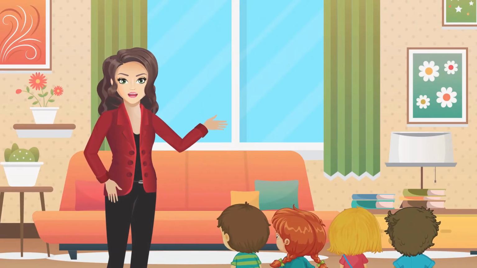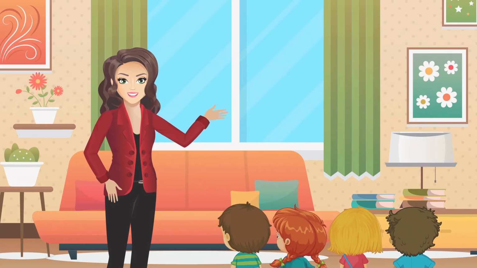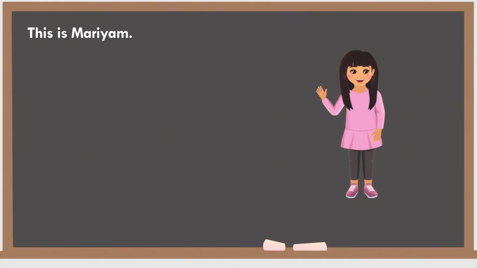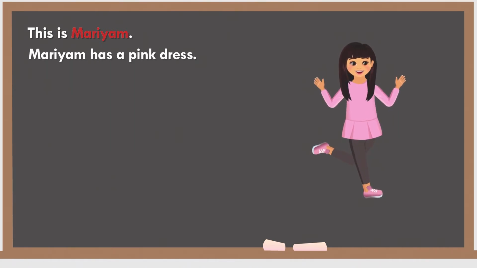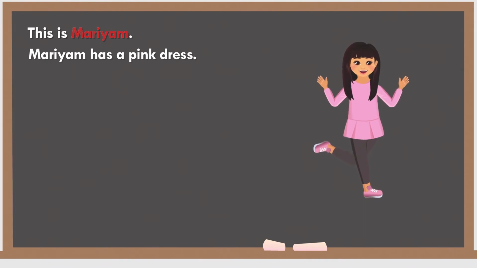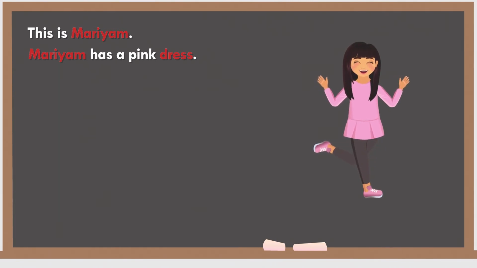Let's read the story again. This time, look for nouns. This is Miriam. Can you find the noun for me? That's right. Miriam is a noun. Miriam has a pink dress. Can you find the nouns? You got it! Miriam and dress are nouns.